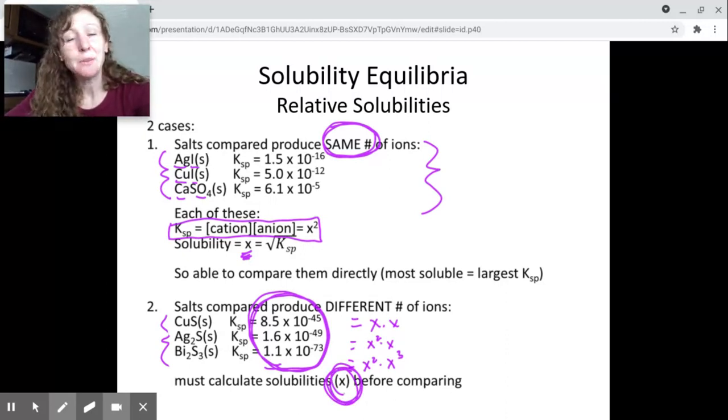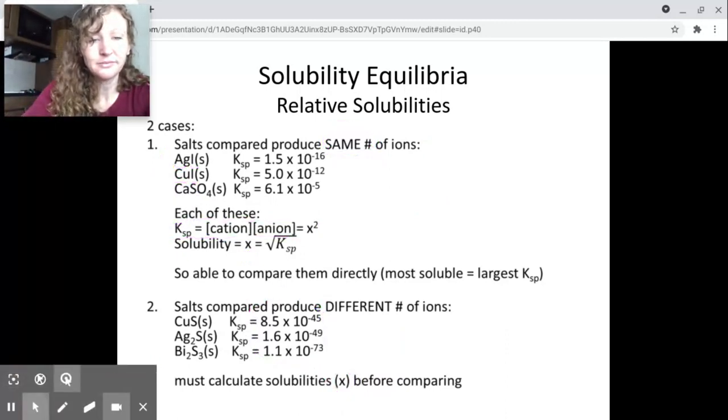Again, it makes sense when we understand what solubility is and what that's communicating. So that vocab really is super integral to understanding this concept.